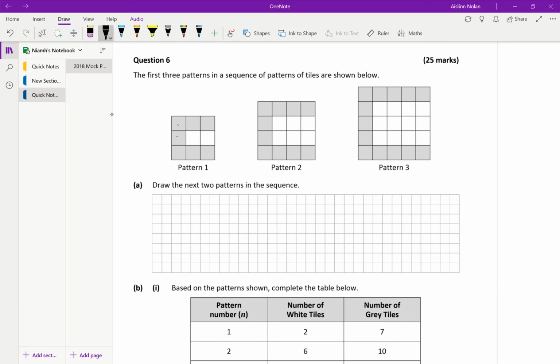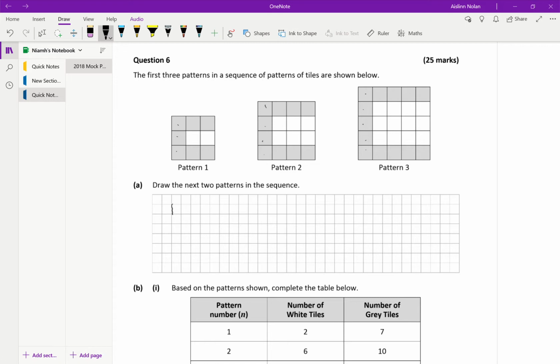There's 3 boxes down the side of the first square. There's 4 boxes down the side of the second square, and there's 5 boxes down the side of the third square. So when you go to draw the fourth pattern, you're going to be looking at 6 boxes down the sides. Try to use the boxes that are given to you.